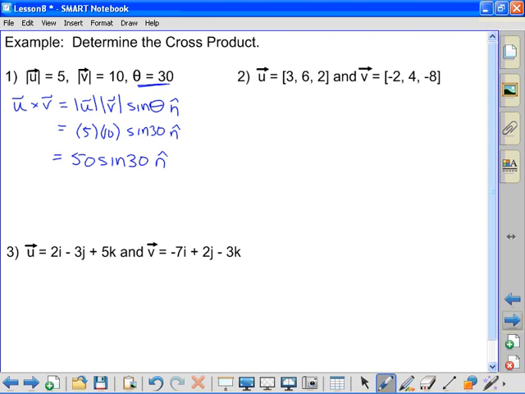The second one, I'll show it with the writing-it-twice method. So u cross v, and then you're going to have some rough work down below here. So 3, 6, 2, 3, 6, 2, and then negative 2, 4, negative 8, 2, 4, negative 8. You're going to cross out the first and last.